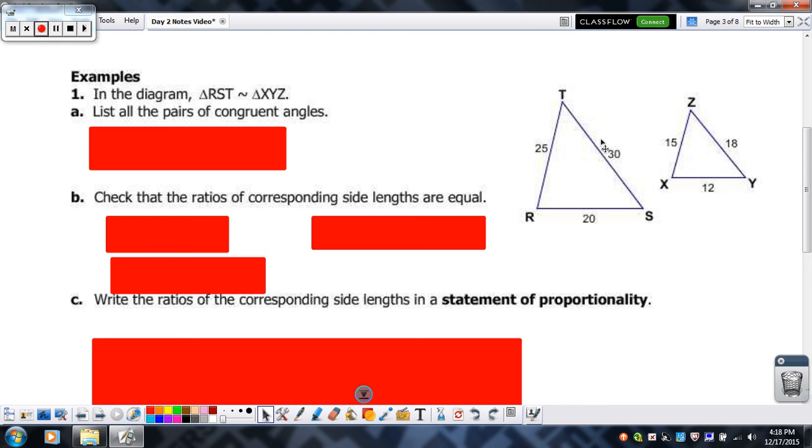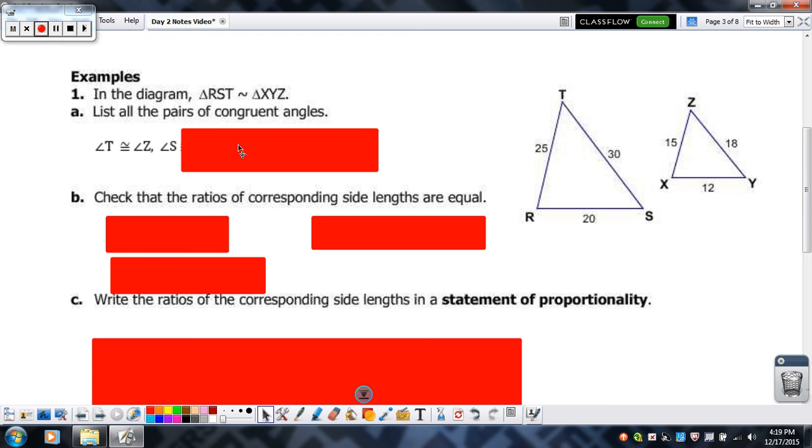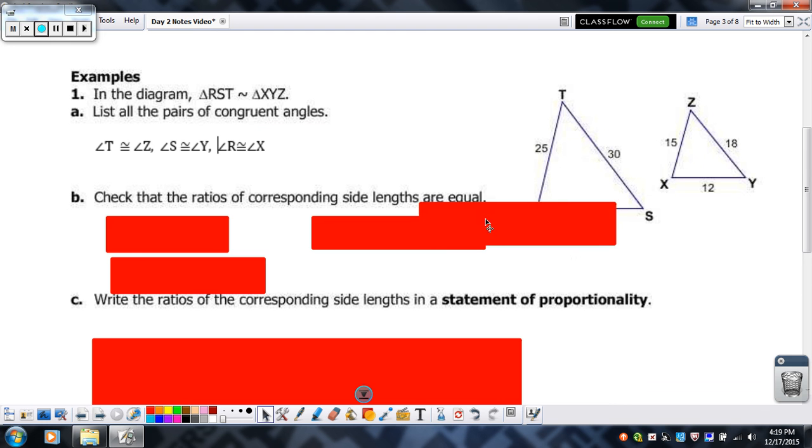For example number 1, in this triangle, they're telling me that triangle RST is similar to triangle XYZ. So I know all the angles are congruent and all the sides are proportional. They want me to list the pairs of congruent angles. We're going to do this the exact same way we did it for congruent triangles. We're going to look at what is in corresponding places. So angle T is my last letter here, so I know it's going to be congruent to angle Z. Next we have angle S, which is my middle letter. It's going to be congruent to angle Y. And angle R, my first, is going to be congruent to my first angle X.